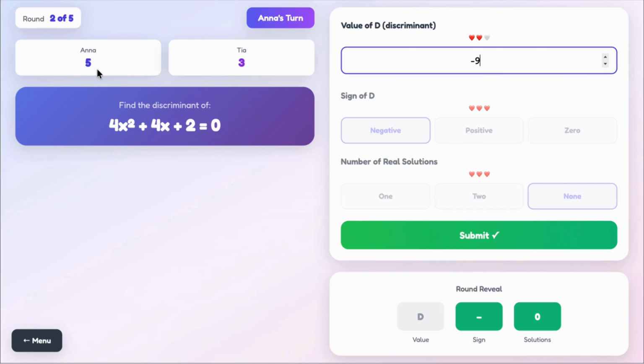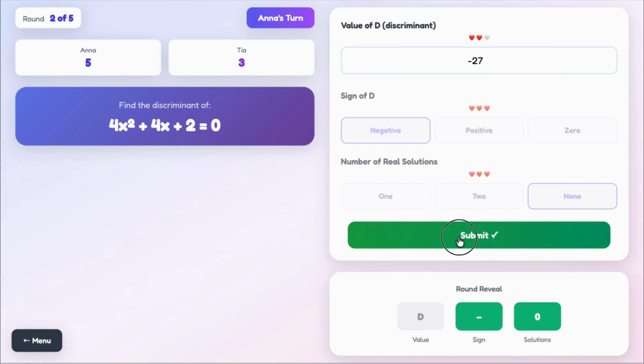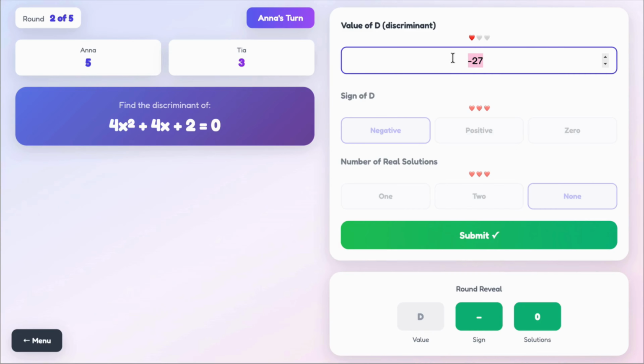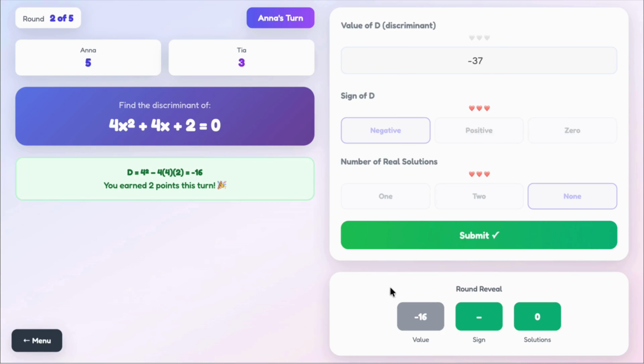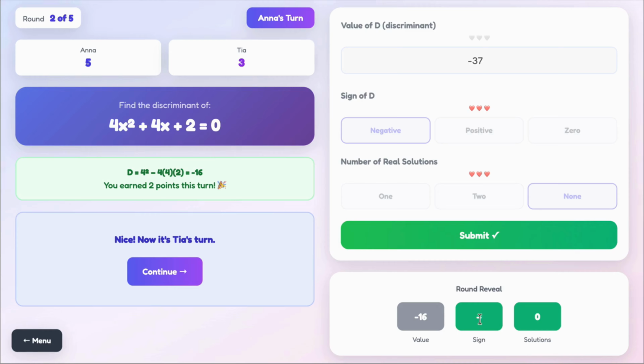You see, though, I did get 2 points here. I'm going to pick another random negative number just to show you that I'm going to lose another heart. And I'm going to pick another random negative number. We'll just say negative 37. And I'm going to lose all the hearts on there. So I did not get this correct, but I did get 2 points for that being correct.